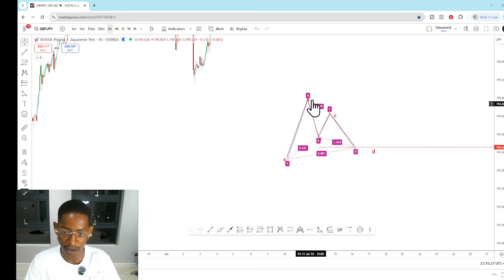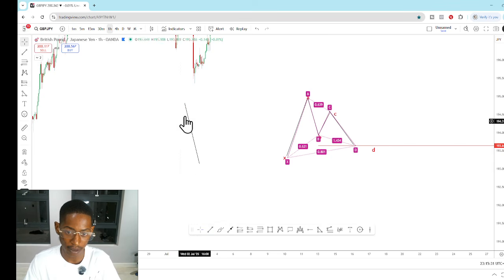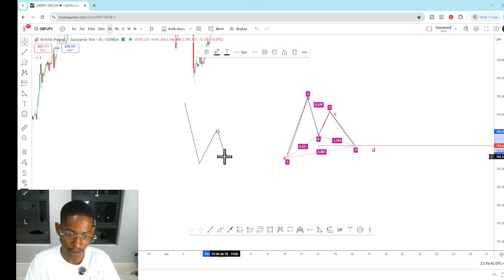In terms of that, instead of it being like this here, the only thing we're going to be looking at is X to A, and then A to B, B to C, and then C to D. Let's say, for instance, C to D, like this. So the same measurements here are going to be the same, but vice versa.